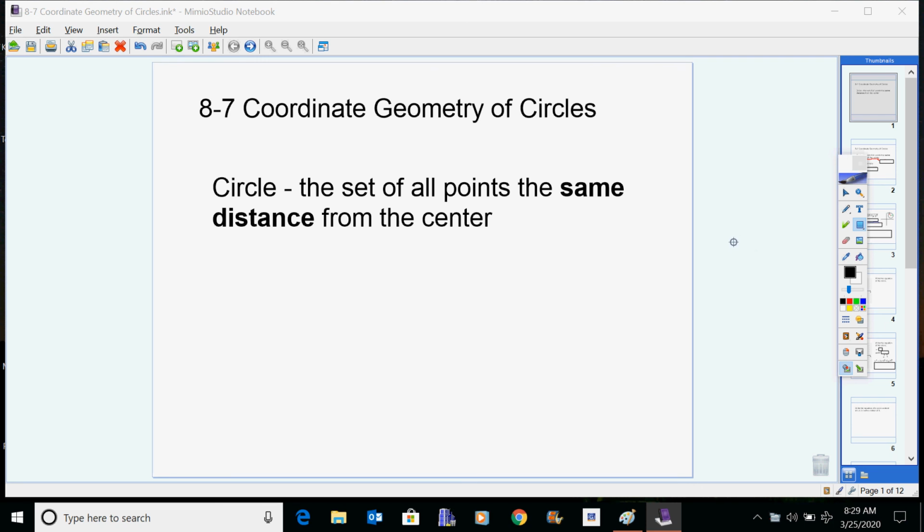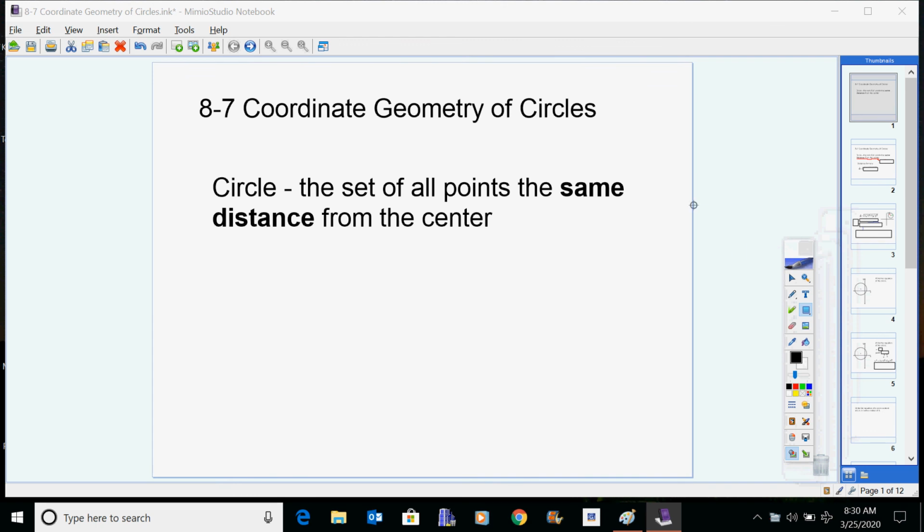Notice that we are on section 8.7. I've chosen to omit section 8.6, so don't be concerned that you didn't find it. It's not that it's not important, it's just that we have only so many days in the school year, so I'm trying to hit on the things that you're going to need the most. So we're jumping right into section 8.7.